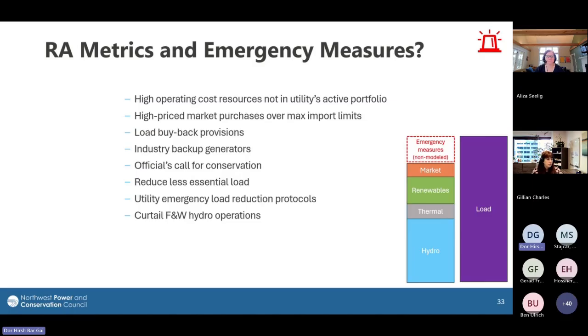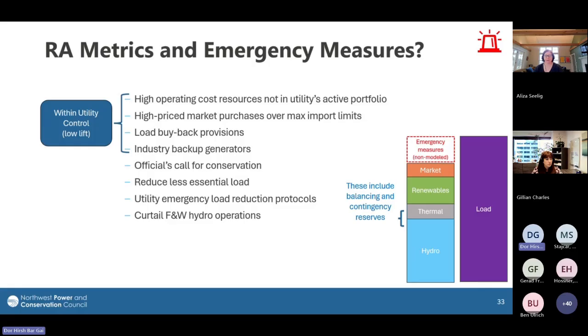Many RA models have reserves, so balancing and contingency reserves are included, in this case, thermal and hydro, but emergency measures are not modeled. And what are these emergency measures? A low lift, or what's typically in a utility's control, is higher operating cost resources you don't want to use on a normal day. It could be high-priced market purchases over a limit that you have, buyback provisions, backup generators. These are all emergency measures that you typically do not model as an active resource. You keep it, you know it's there, and you will use it if needed.